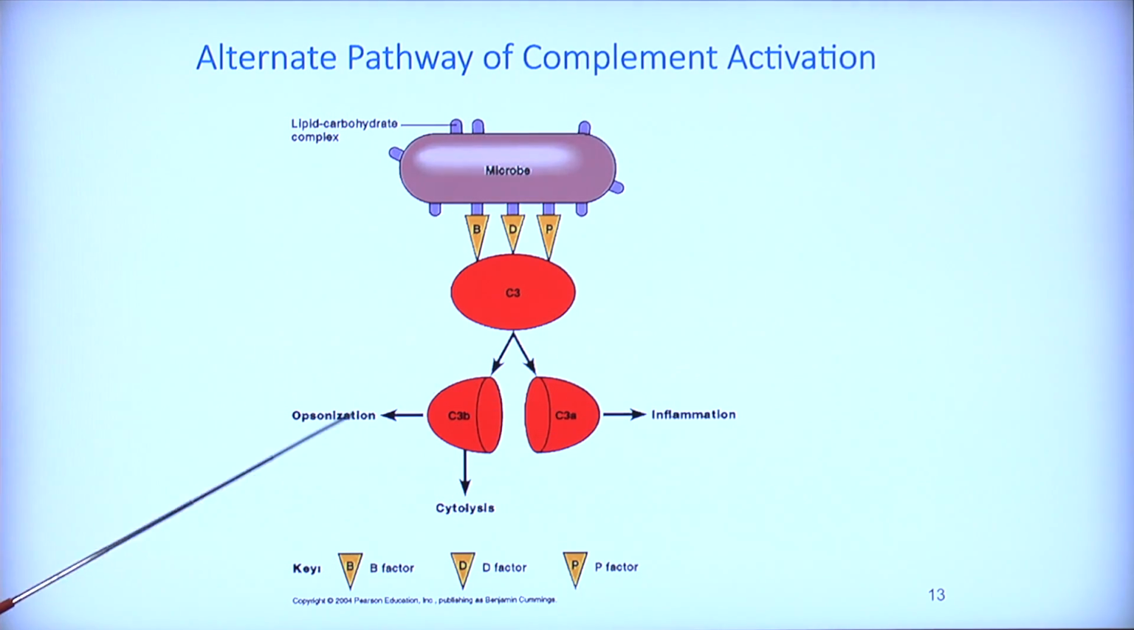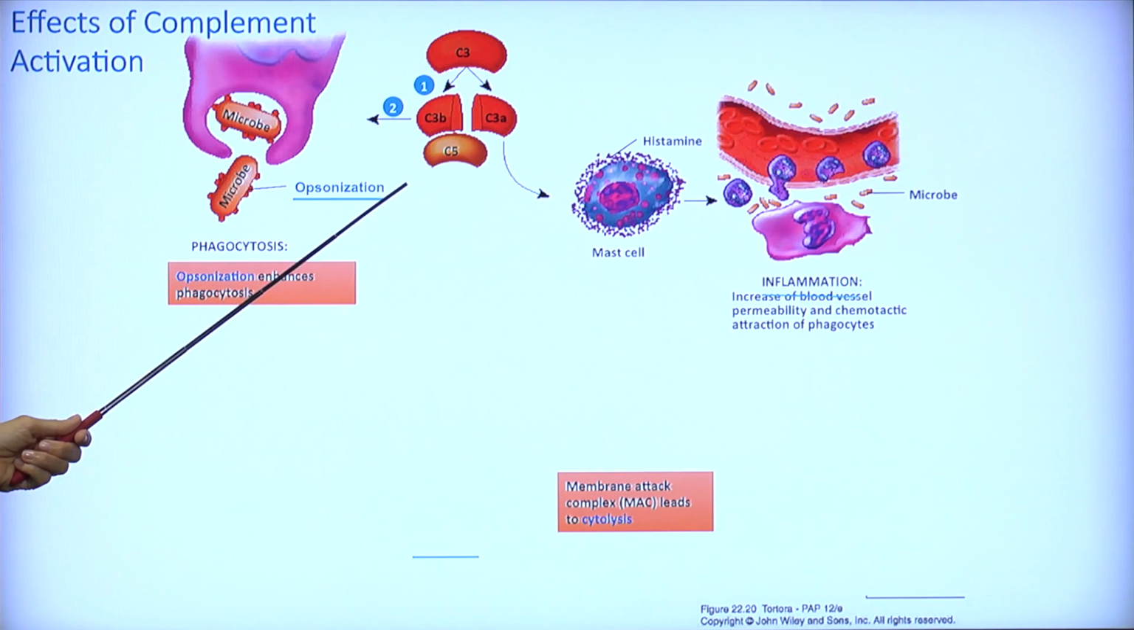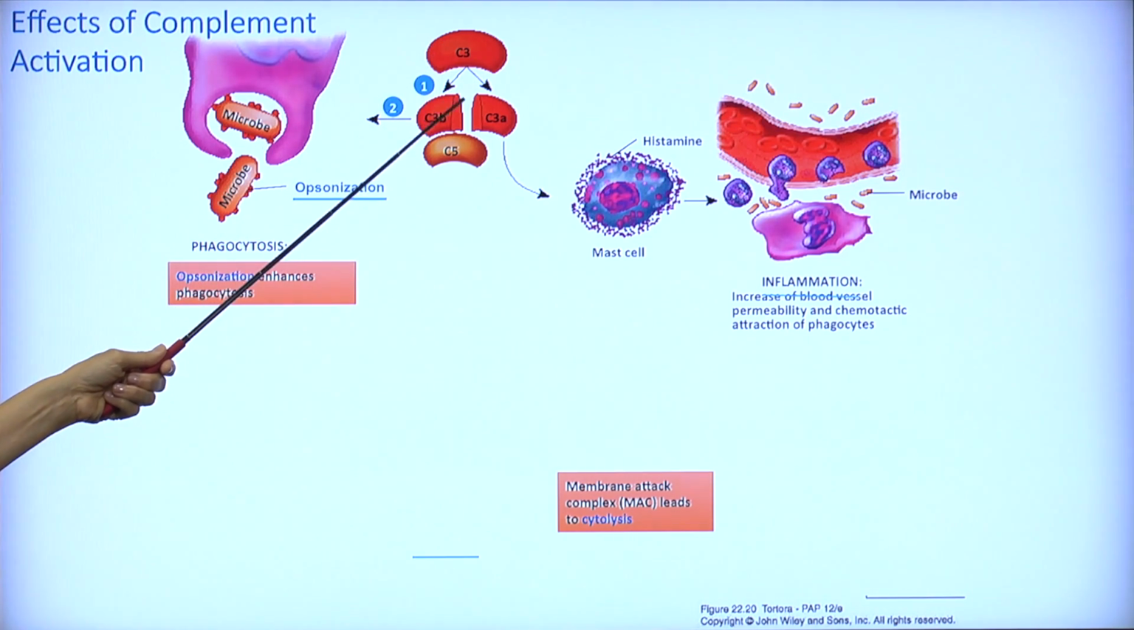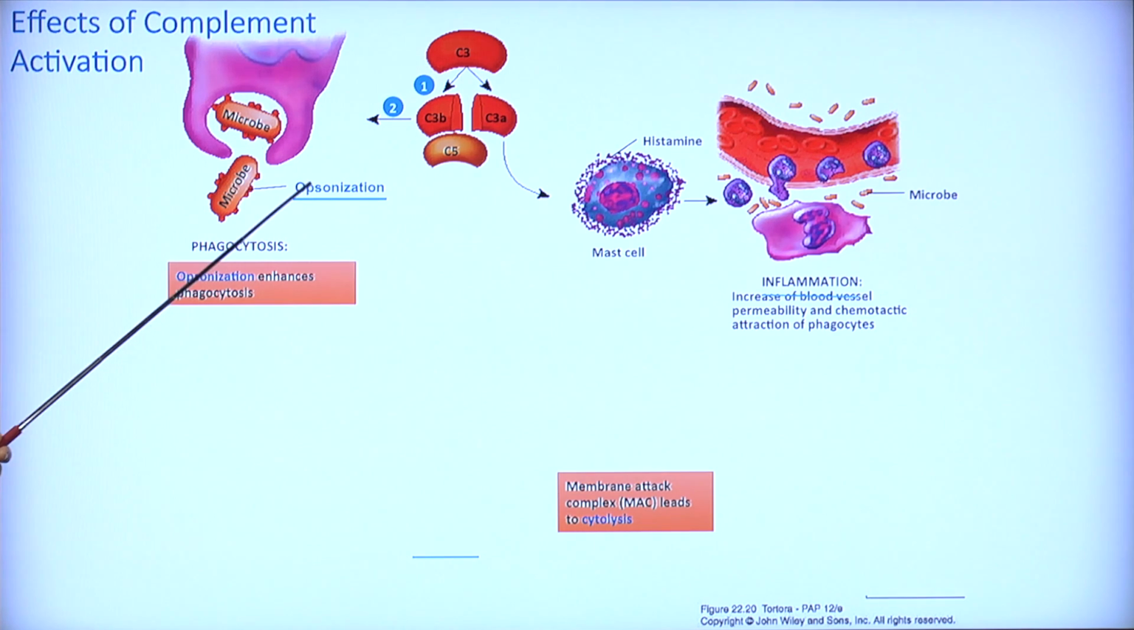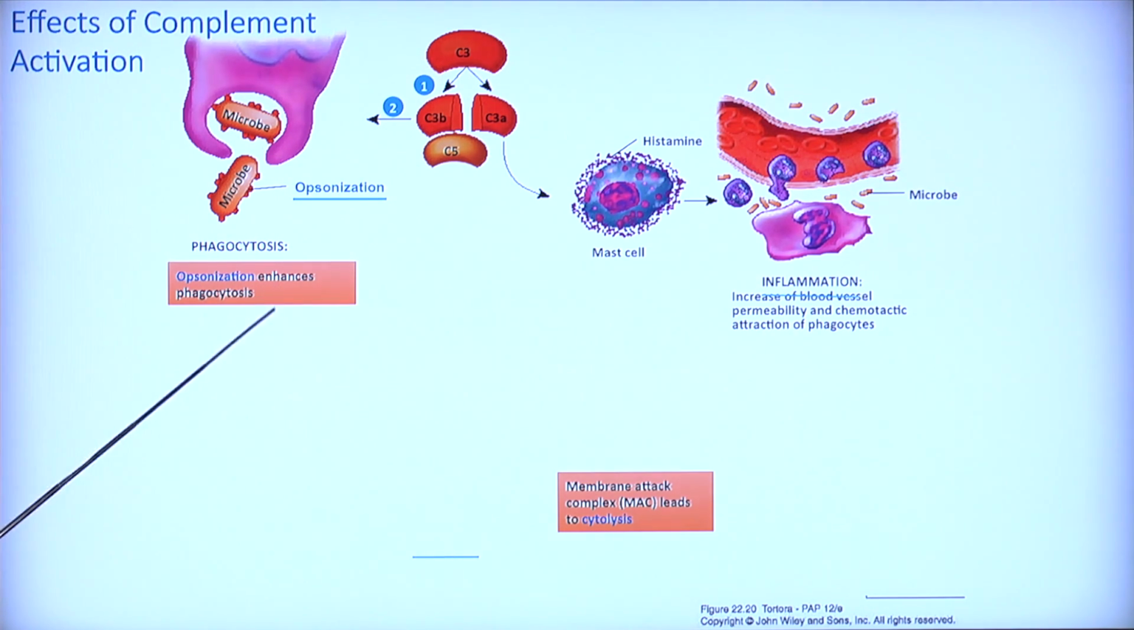Let's see what these three mean. So this is opsonization. If complement is activated, opsonization means coating on the surface. So this is complement. It will coat the surface of the microbe, make it very evident, and now this will enhance phagocytosis. Phagocytic cells are going to recognize this is a microbe. They're going to come and they are going to destroy it.